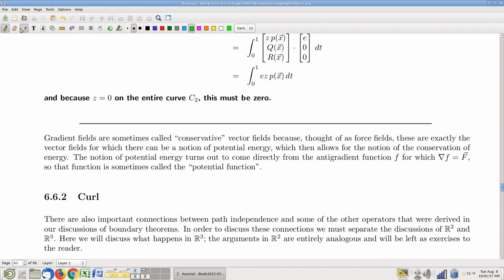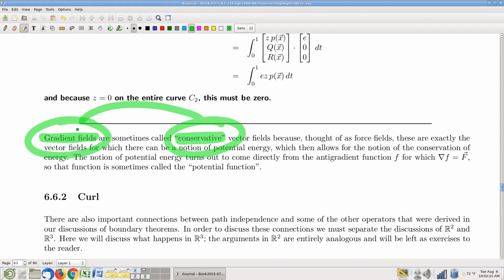And now, while we're on the topic of physics, real quick, gradient fields, which we know are vector fields that are path independent. Sometimes in physics classes they will call these conservative vector fields because they are vector fields with which you could associate an idea of conservation of energy. My quibble, I would prefer if they used the word conservative to refer to path-independent fields, but whatever. Path-independent and gradient, again, assuming regularity, they're the same vector fields anyway.